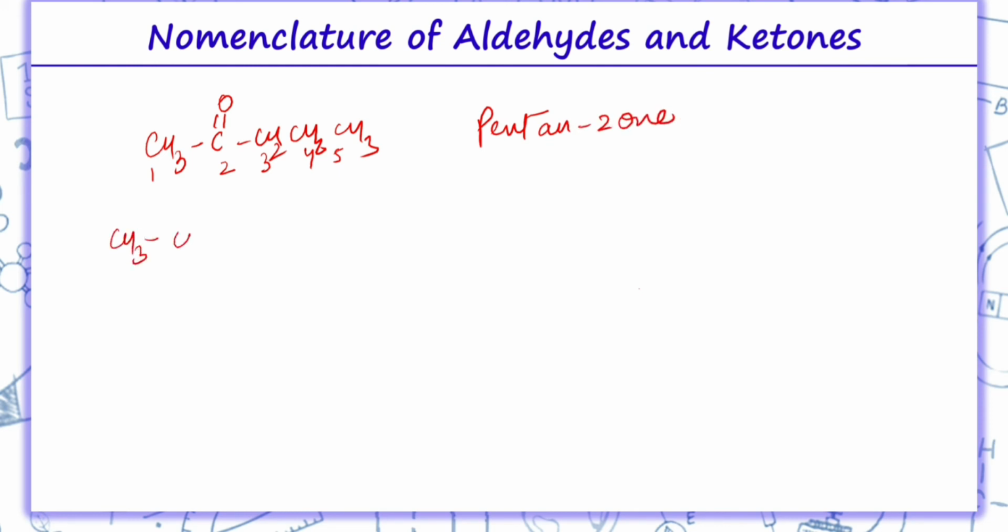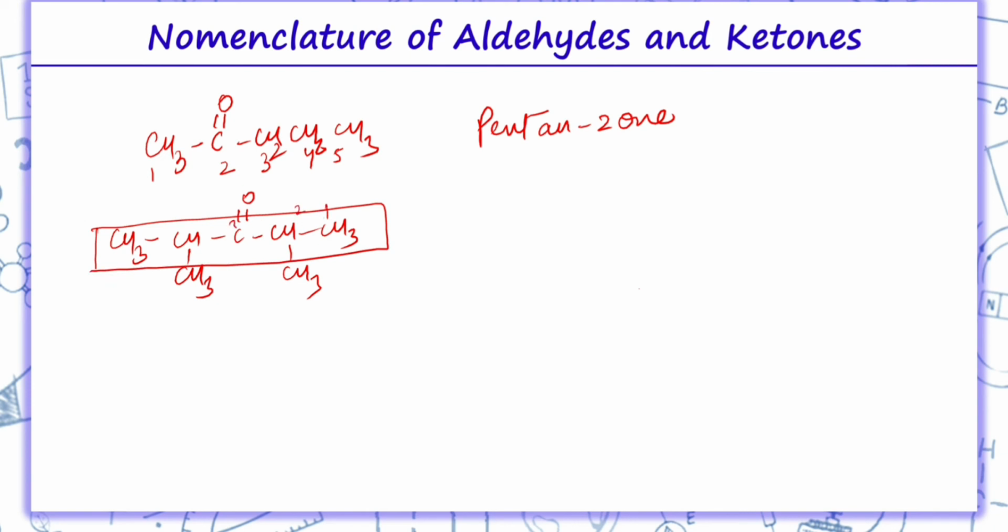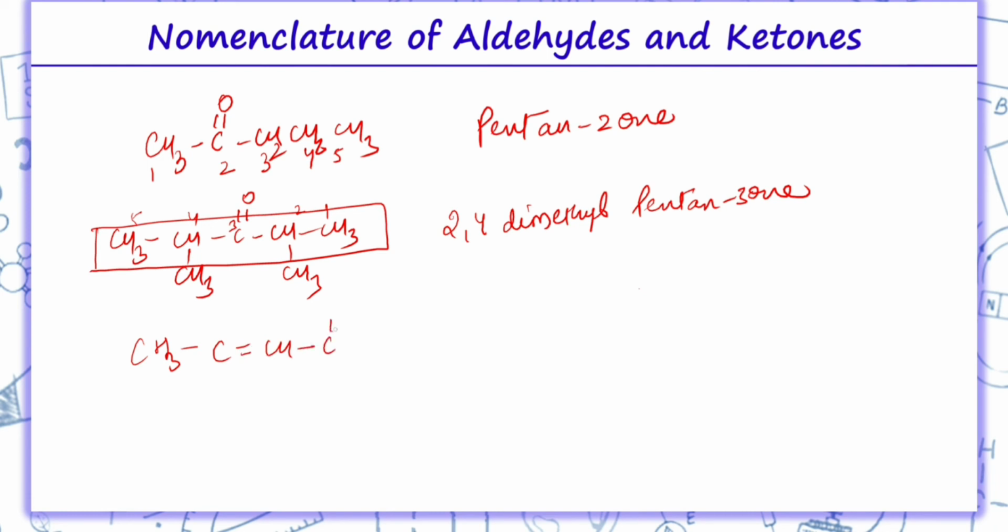Similarly, if we have CH3CH(CH3)COCH(CH3)CH3. First of all selecting longest carbon chain, then 1, 2, 3, 4, 5. So in second and fourth position there is methyl group, 2,4-dimethylpentan-3-one. Next we have CH3C=CHCOCH3.